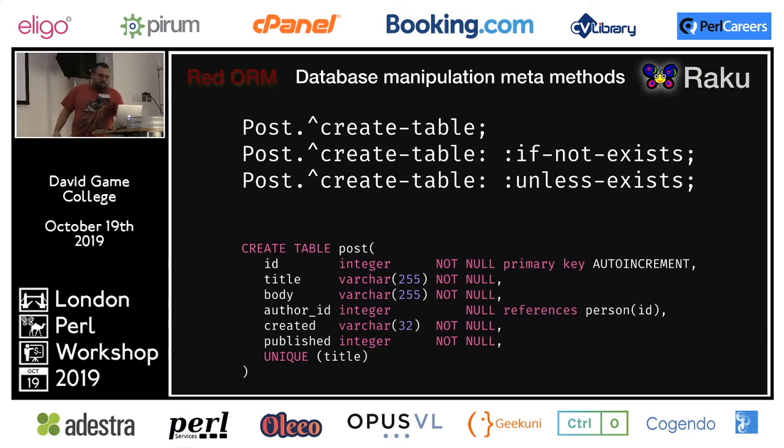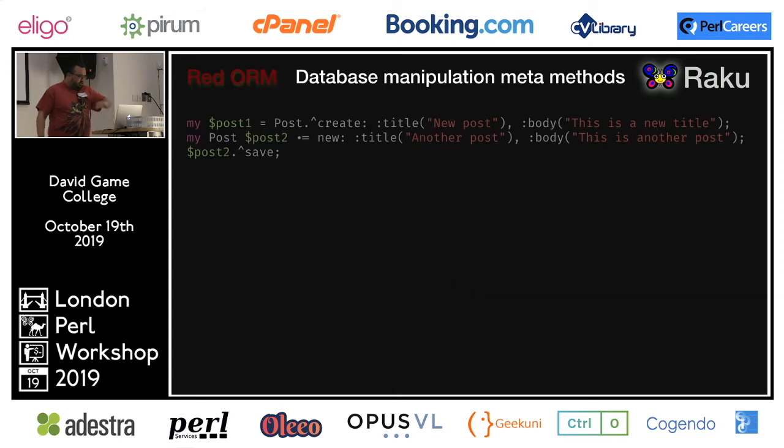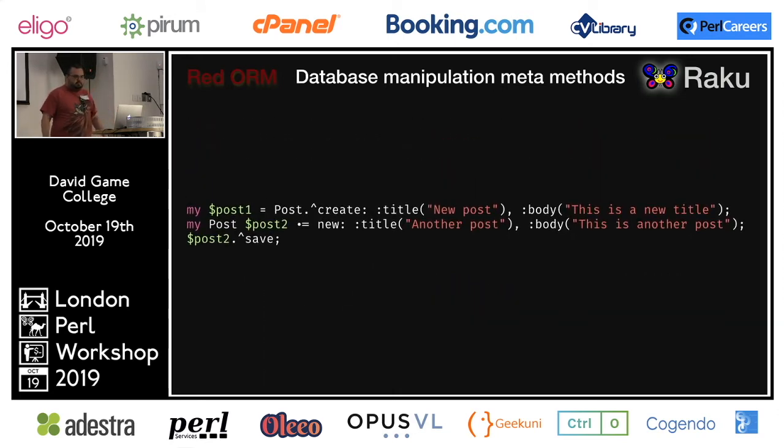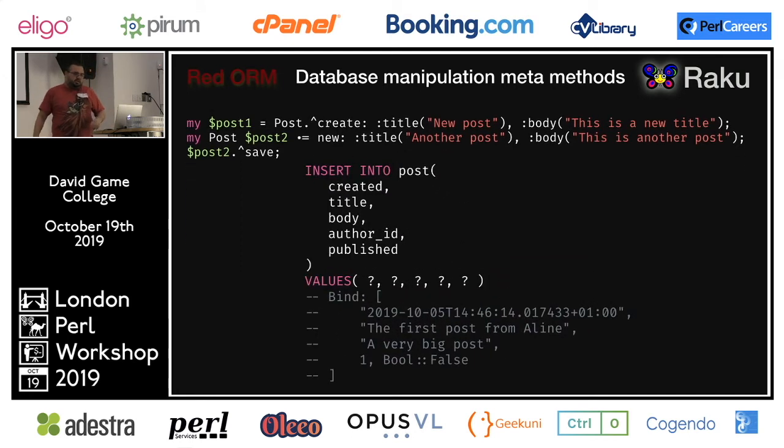The other meta method I'd like to show was the create. It inserts a new value on your database. So for example, if you run the first create, it just inserts a new row on the database. The second one, the new one, would create a new object, and when you call save, then it will put it on the database. And both would run just something like this.